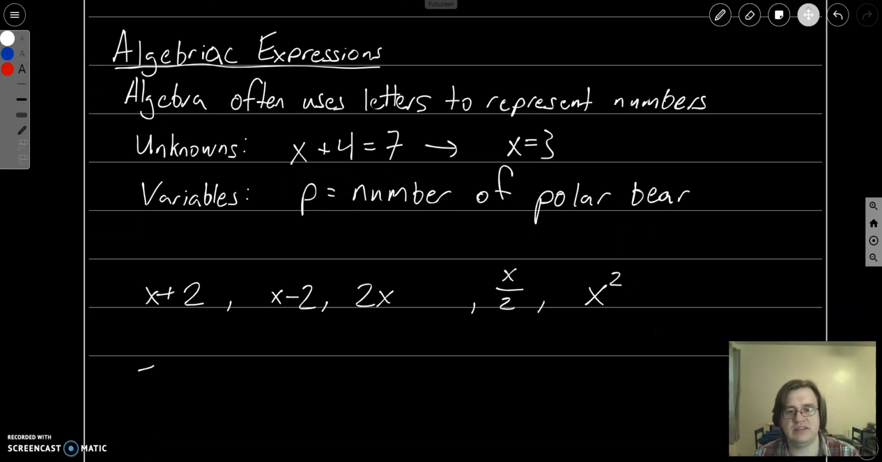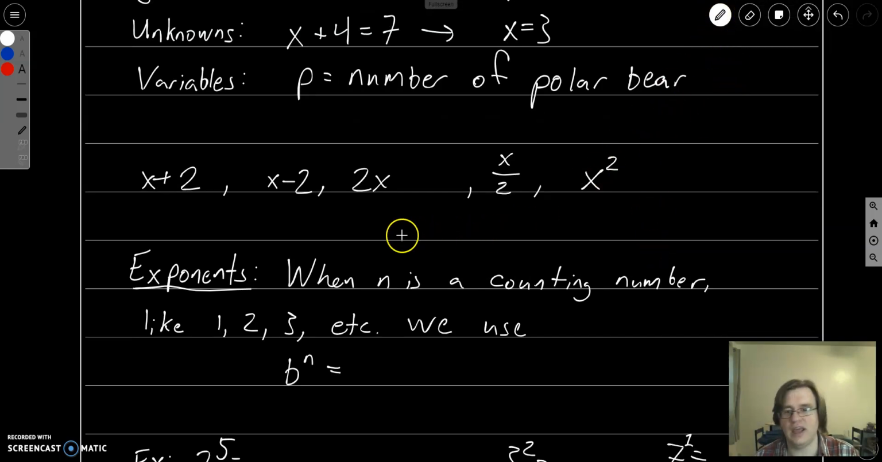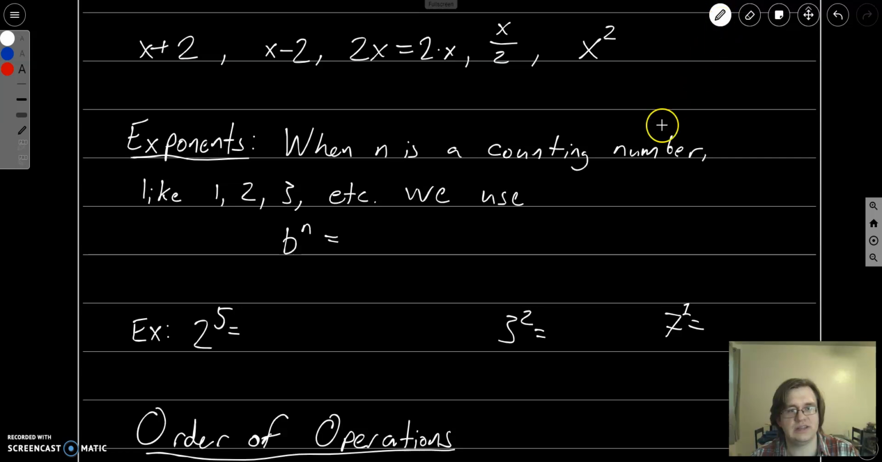Once we have represented a number as a letter, we can use that letter in any way that we'd use a normal number. So for instance, we can add numbers, so I can write x plus 2, I can subtract, so x minus 2. Here 2x represents 2 times x, and I will often represent this using a dot, or just writing the numbers next to one another if it's clear. When we divide, I'll just write that as a fraction, so this is x divided by 2. And here I have an exponent, so this is x to the second power, also called x squared, and we should look at what exactly this means.